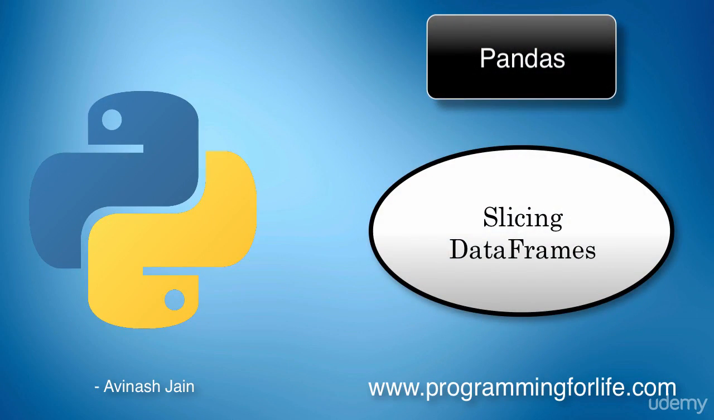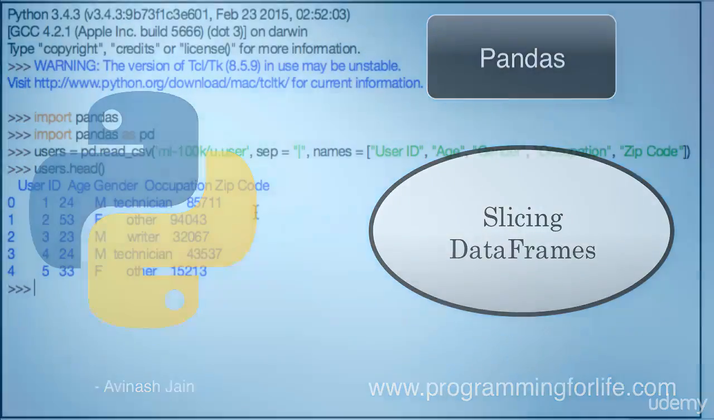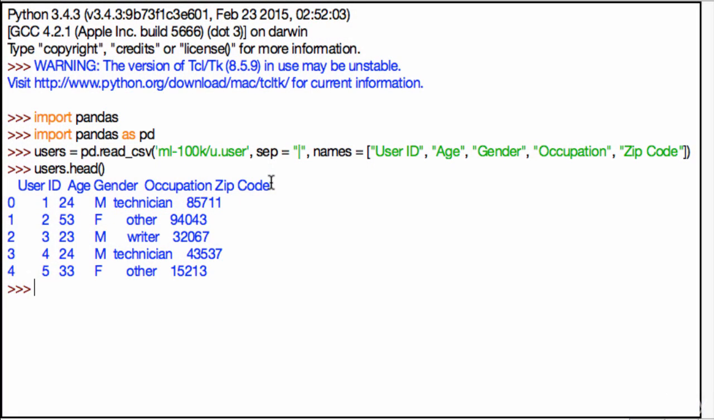Alright, so in the previous lecture, we imported our ml100k/u.user file. We separated the data out and we finally created our data frame. So all that's good. Now let's go ahead and talk about some functions that we can use in our pandas module with this data frame.